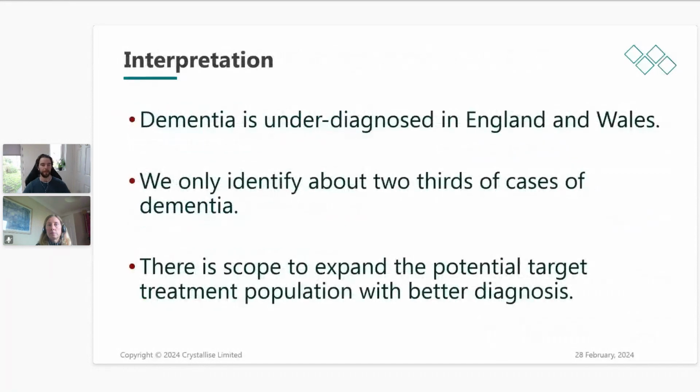So how can we interpret the data? Well, dementia is generally underdiagnosed within England and Wales. An important aspect to understand when trying to estimate the potential effect size of a treatment is that, of course, if you're not diagnosed, you're not going to get treated. And we only identify about two thirds of cases. However, this also shows that there's scope to expand the potential target of treatment through getting better diagnosis.